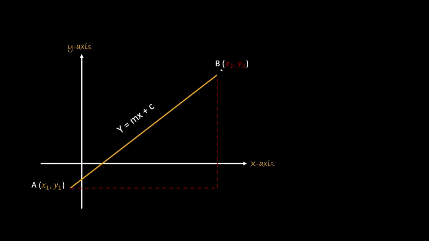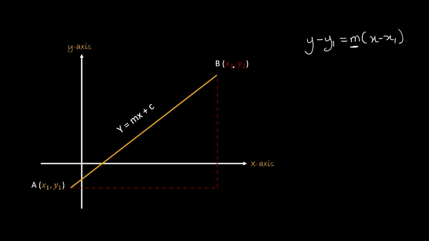Now, if we are asked to find the equation of this straight line, we can use the expression y minus y1 equals m into bracket x minus x1 to get the equation of this straight line in the form y is equal to mx plus a constant c. Now, if you look at this expression, you realize that we have y1, x1, which we can obtain from the first point with the coordinate x1, y1. But we do not know the m, which is the gradient or the slope of this line.